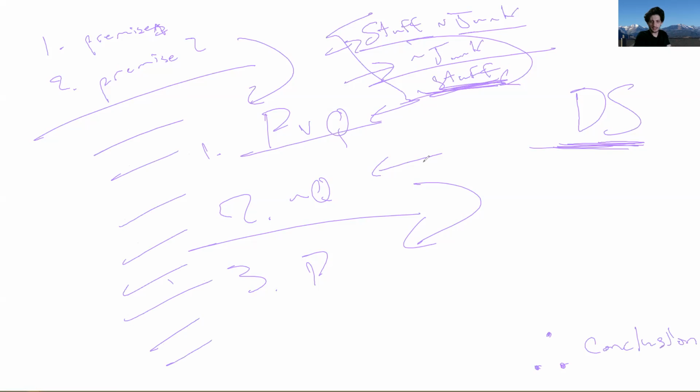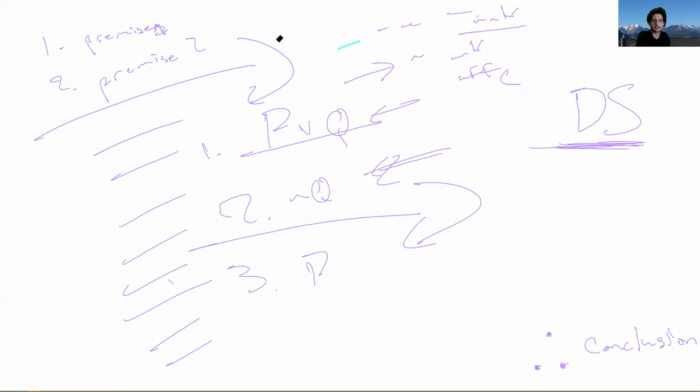So in the case of this argument, the conclusion was right away, and that's why we turned this into a rule. But some arguments are going to be harder to do. So let me just clear this. So for instance, let's do P and Q.